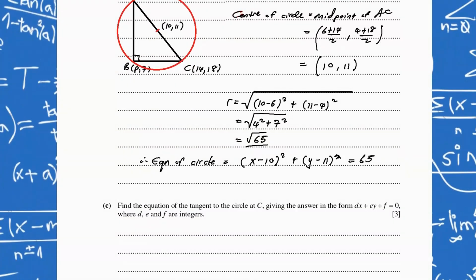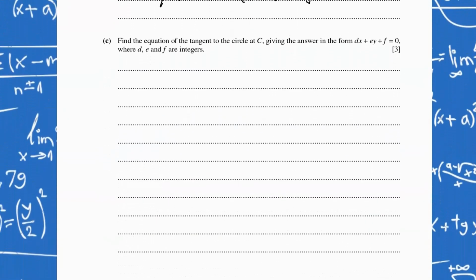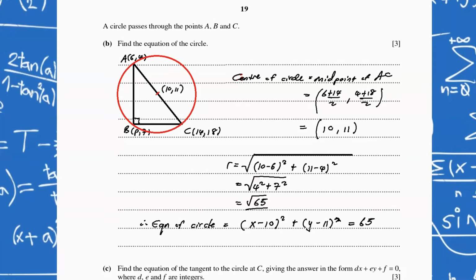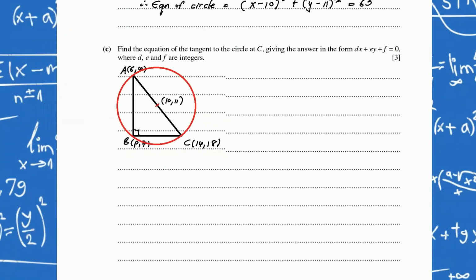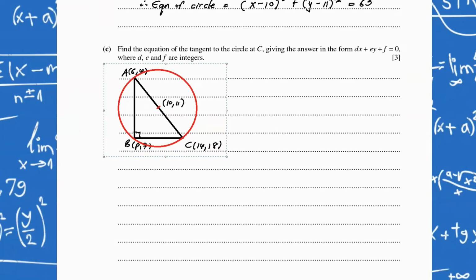Let's go on to the last part, which is part C. It says find the equation of the tangent to the circle at C in that form. So we still have the diagram here. I'll copy it and paste it down here. We have the diagram right over here, and it should be good. They say that there is a tangent at C, and they want us to find the equation of that tangent. Now we know that the tangent will make a right angle with the radius or with the diameter.